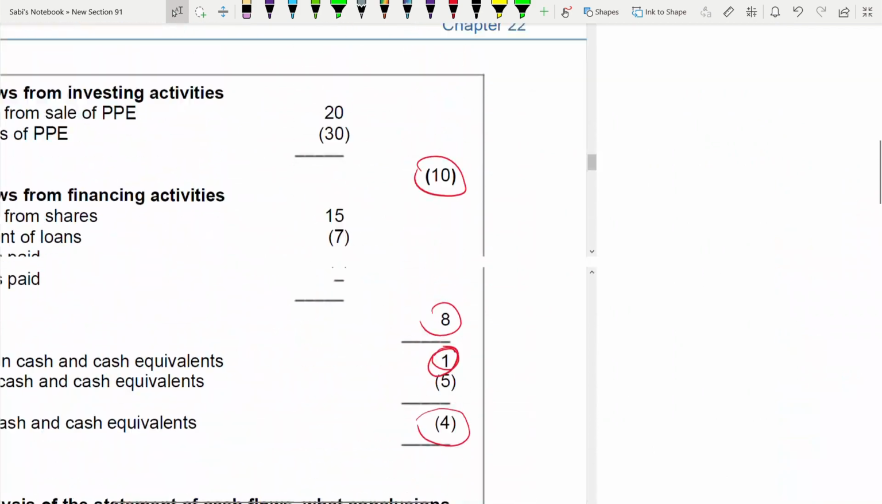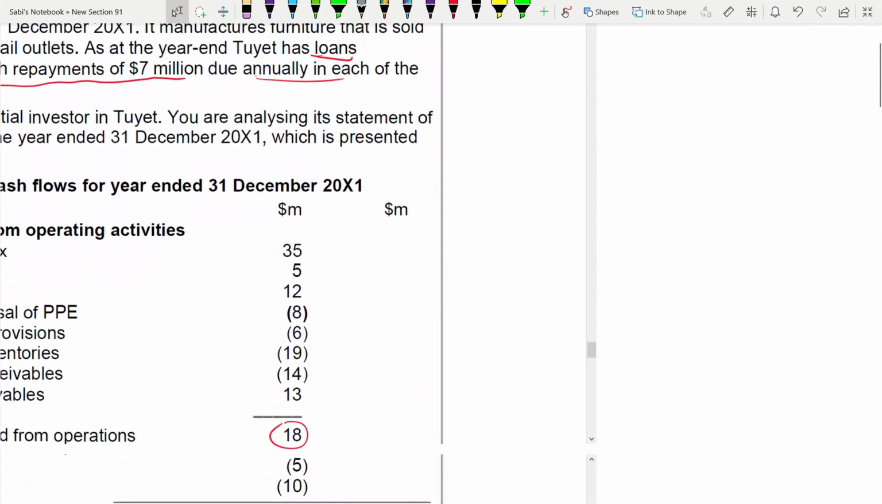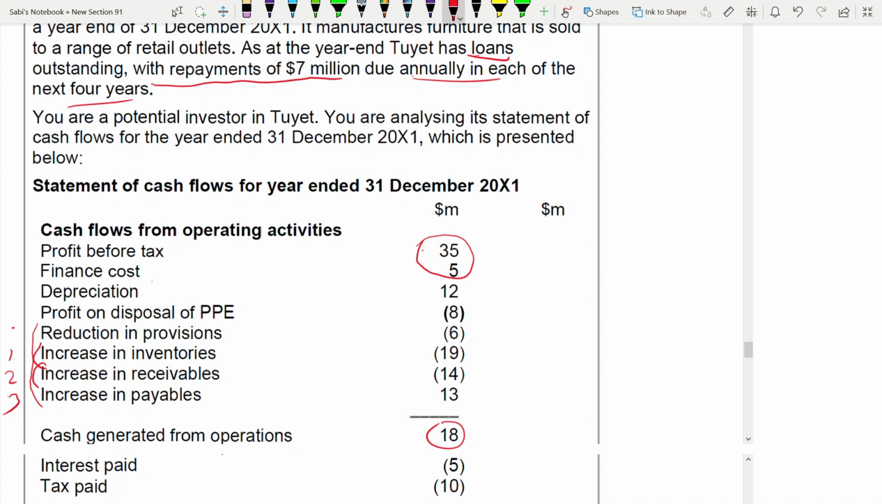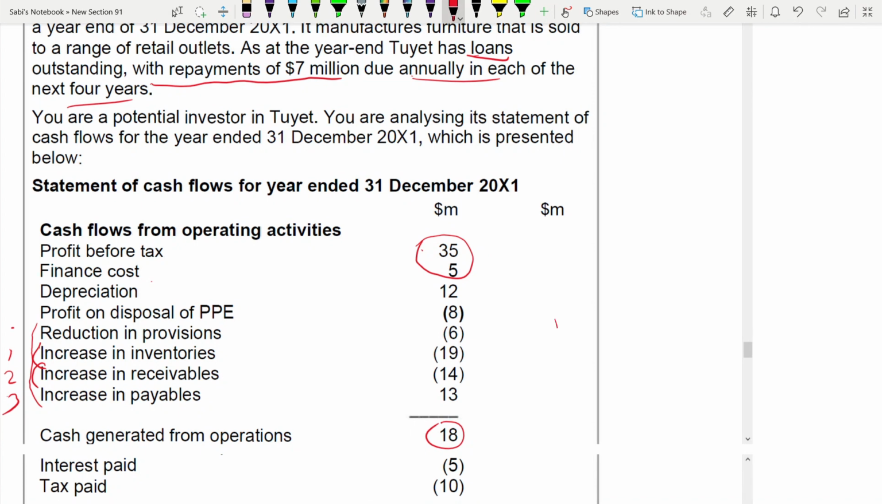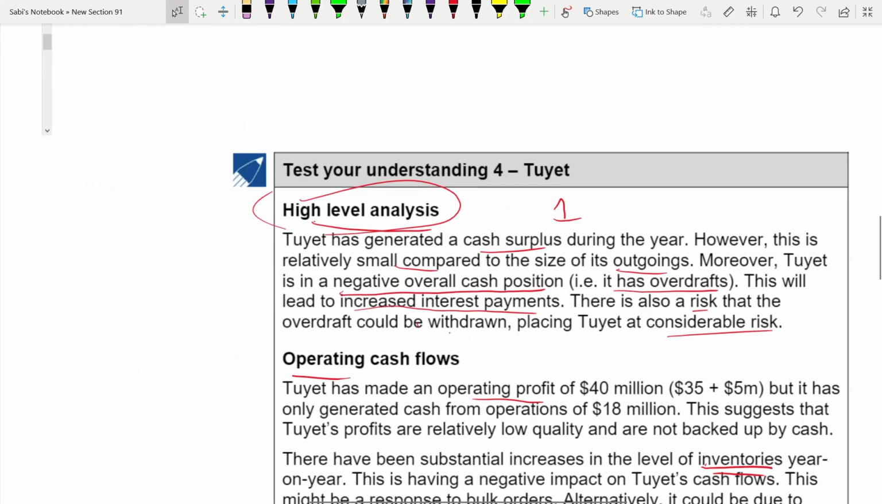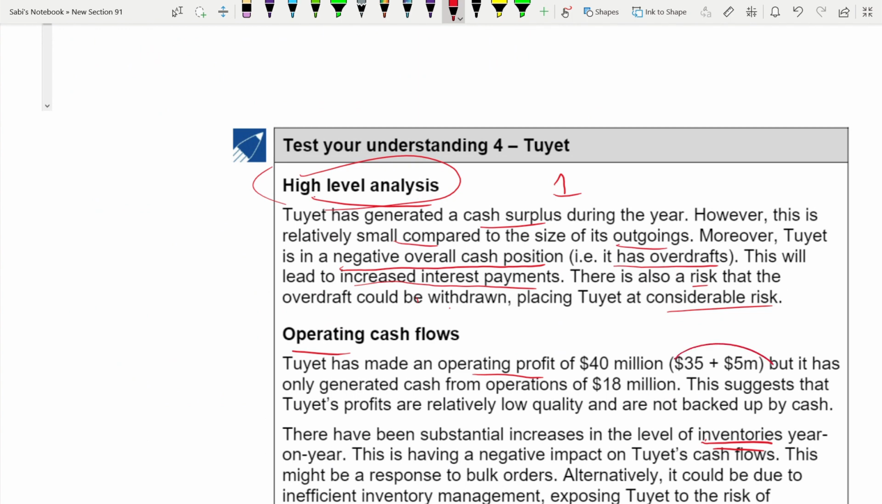What was operating profit? We need to go back. 35 plus 5. This is the operating profit. Profit before interest and tax. You have to add that finance cost. Then only you will get profit before interest and tax. That is your operating profit. In other words, 35 plus 5. That's why they've explained here. 35 plus 5, 40. So operating profit is 40.